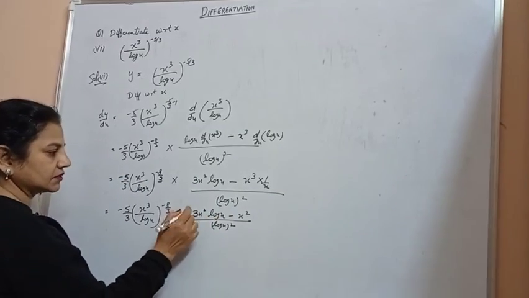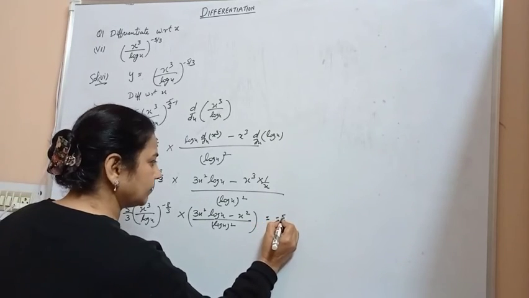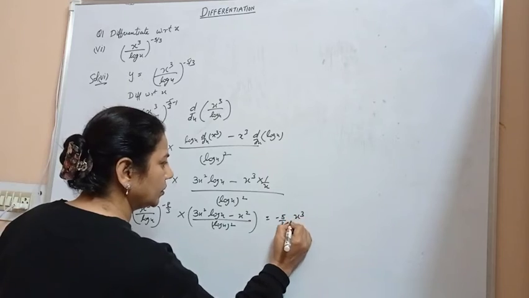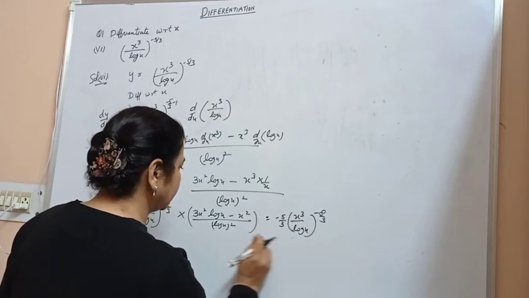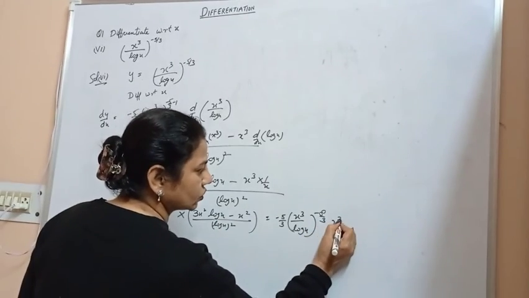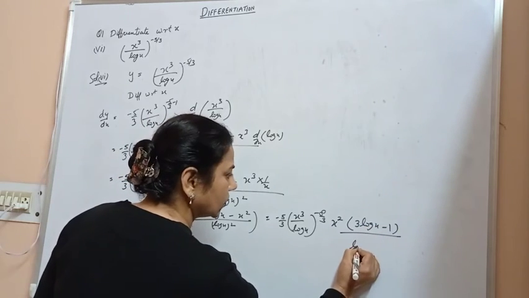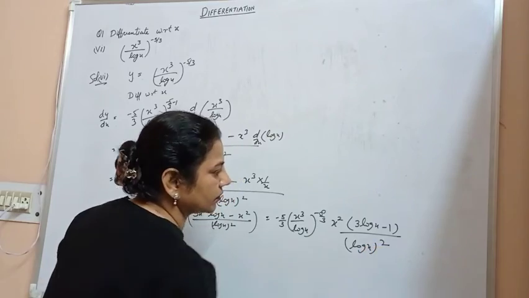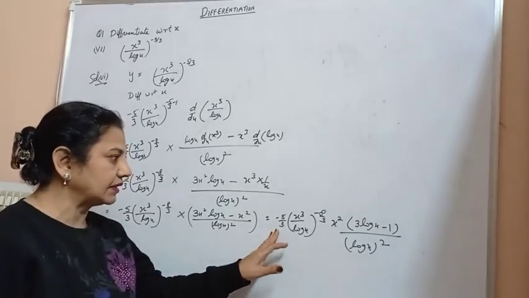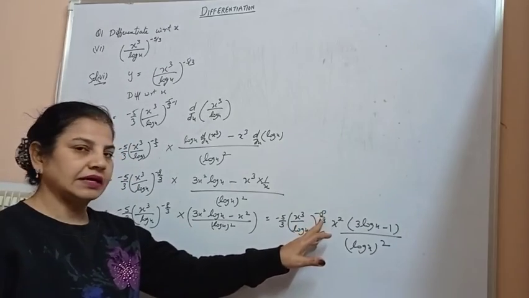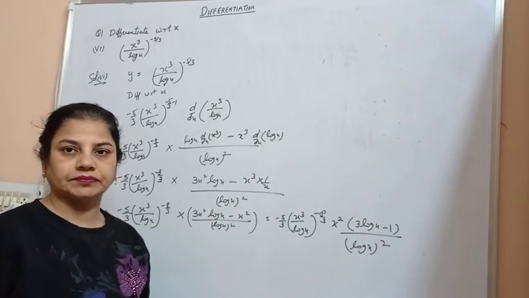Now in the next step I will take x square common. I will get the result here as minus 5 by 3 (x cube upon log x) whole to the power minus 8 by 3. If I take x square common, so x square, 3 times log x minus 1, divided by (log x) whole square. So the derivative of this function is minus 5 by 3 (x cube upon log x) whole to the power minus 8 by 3 x square (3 log x minus 1) upon (log x) whole square.